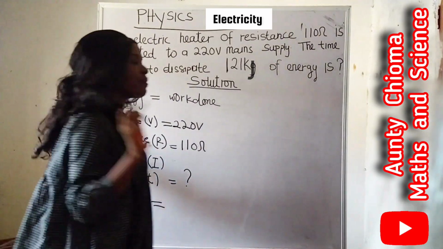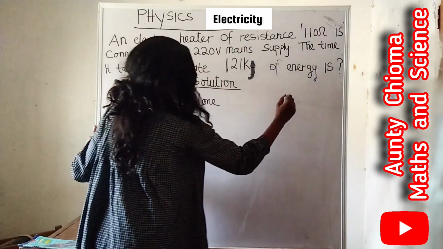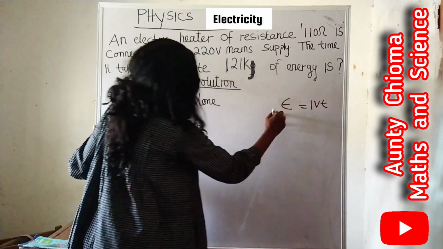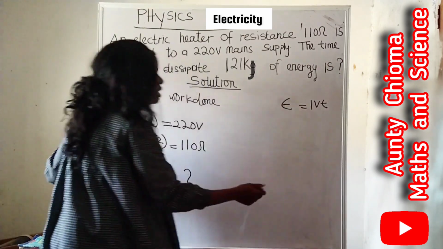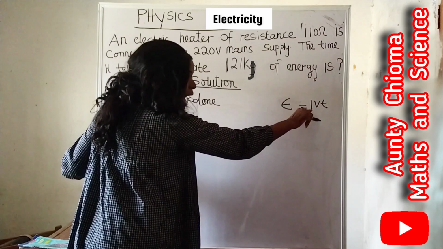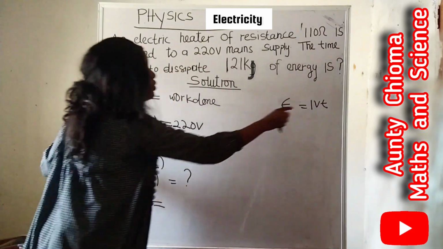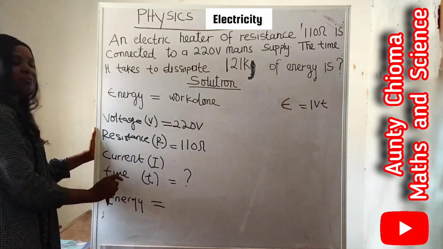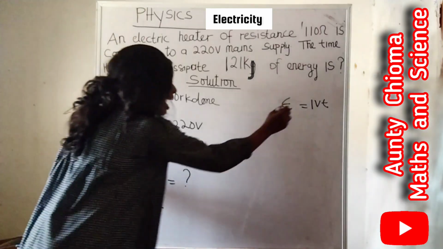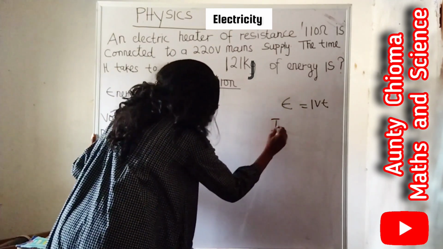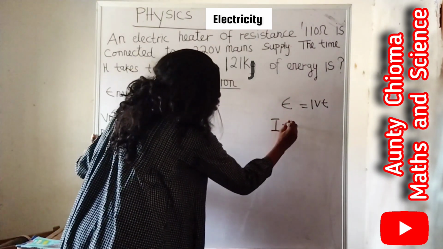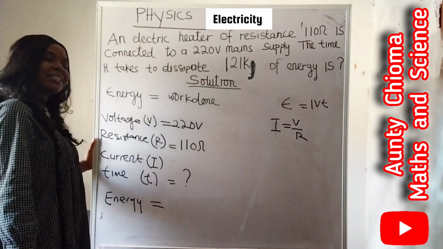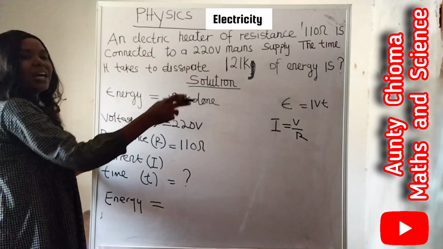For example, we have the first formula of electric energy as equals to IVT. Energy E equals to IVT, where I stands for current, V stands for voltage, and T stands for time. Yes. And we know that this I, from current electricity, is equals to V over R. I hope you know that. I is equals to V over R.